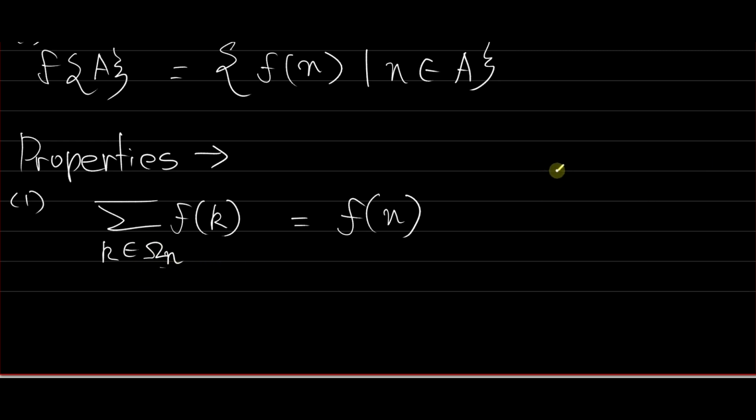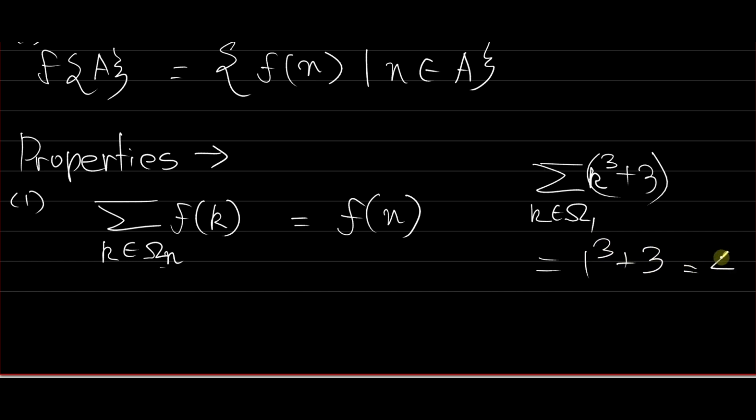For example, let's say I want to do k belongs to omega 1. Let's just say we have k cubed plus 3. So I'm just going to get 1 cubed plus 3, which is equal to 4. Interesting, isn't it?